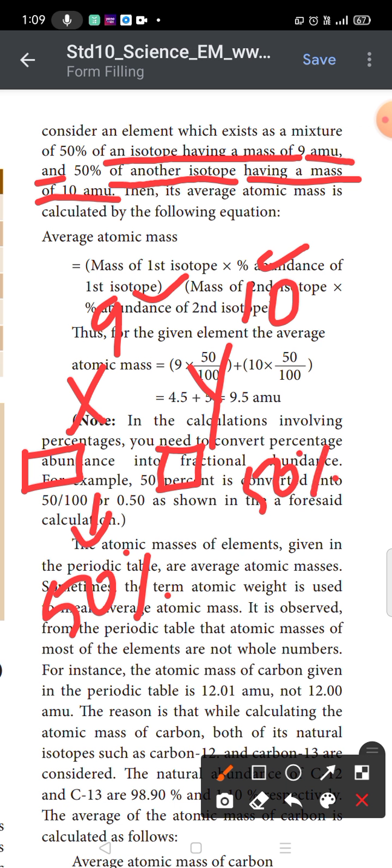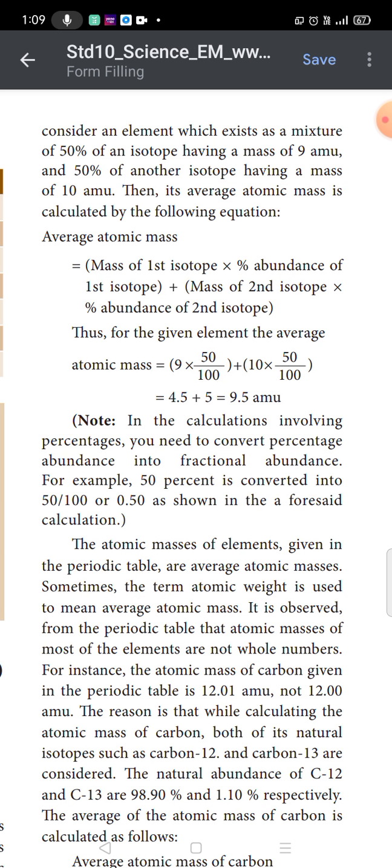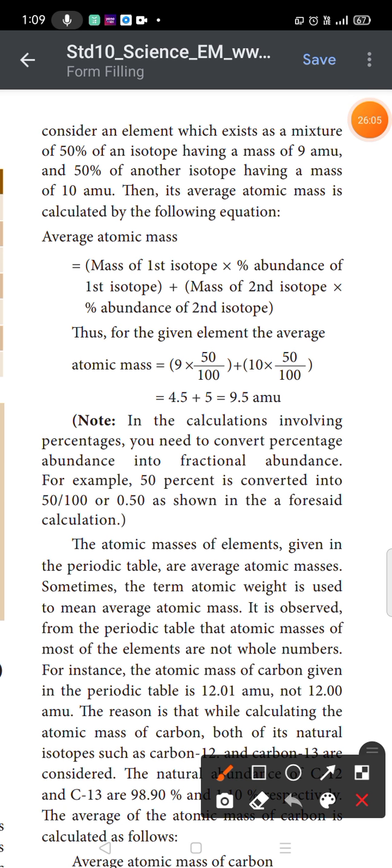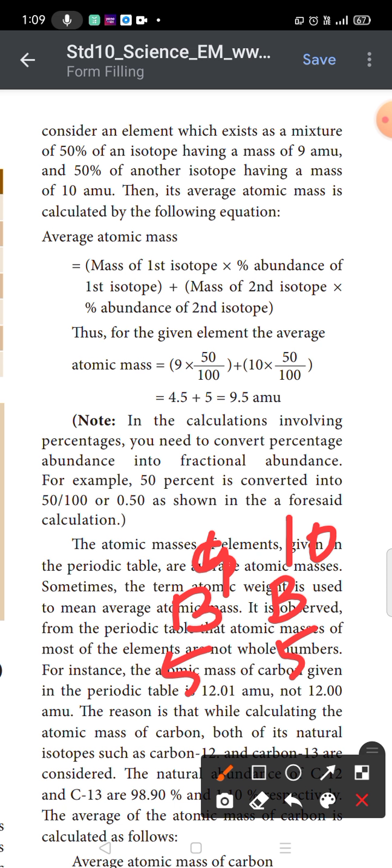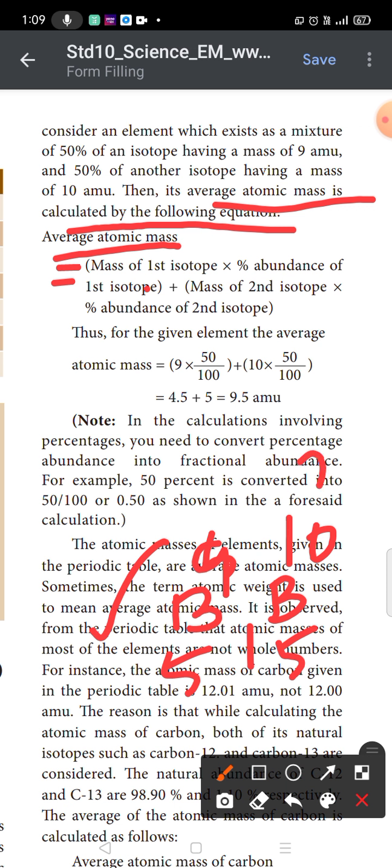So, how can we calculate the average atomic mass? Here, as we know, mass number 10 and mass number 9 indicate boron, because the fifth element is boron. That's all. Here, its average atomic mass is calculated by the following equation. Average atomic mass is equal to the mass of the first isotope. This is the first isotope and this one is the second isotope.